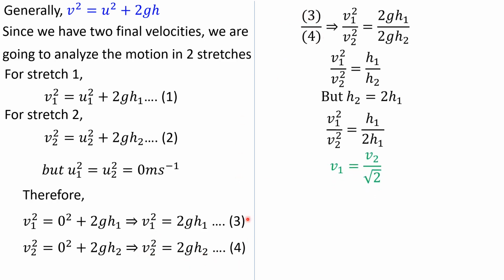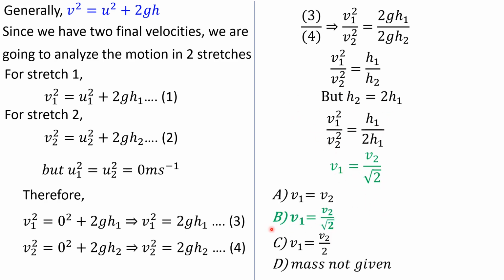We now divide equation 3 by 4 and we obtain v1 squared on v2 squared equal to h1 on h2. But remember that h2 was equal to 2h1, and hence v1 is equal to v2 on root 2 when we make v1 subject of formula in this expression. Hence, we can conclude that option B is the correct option.